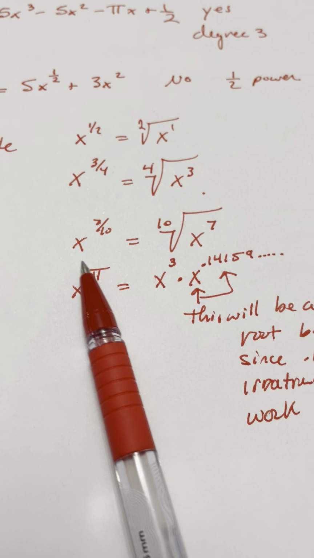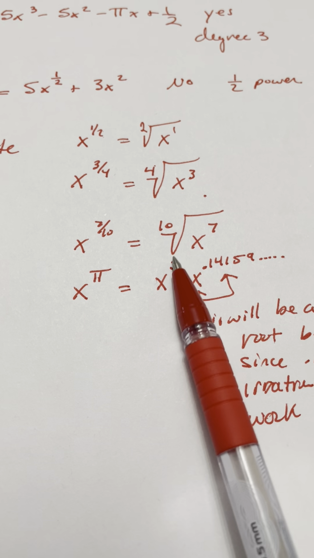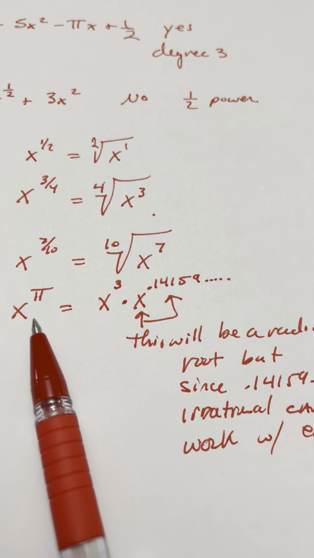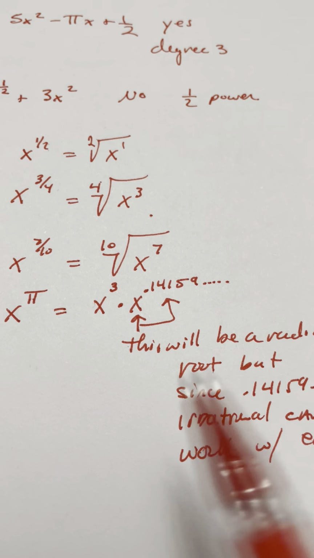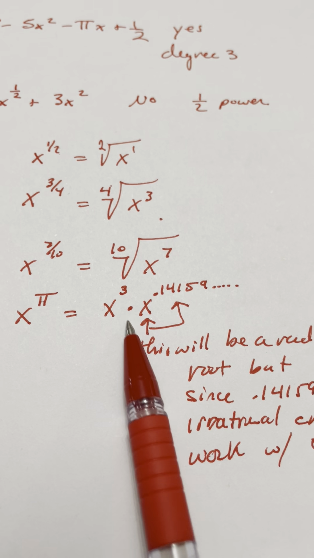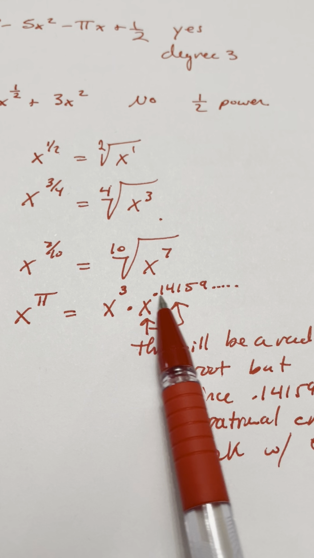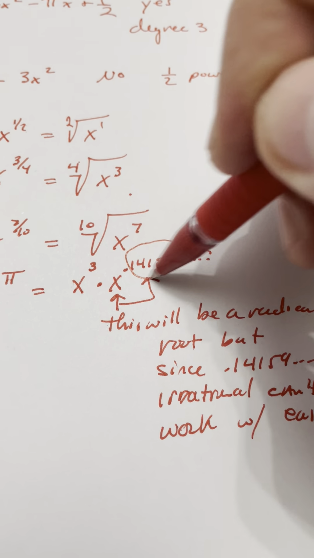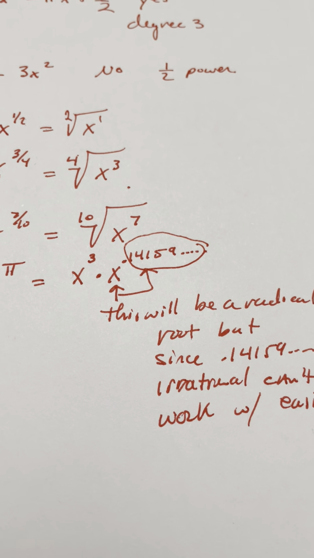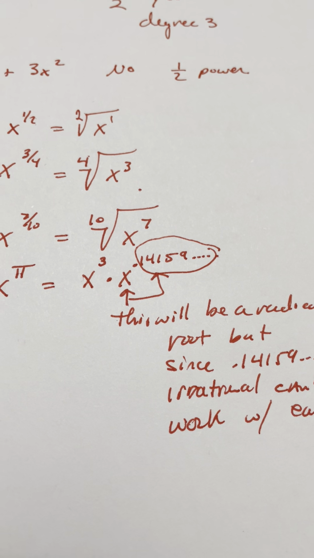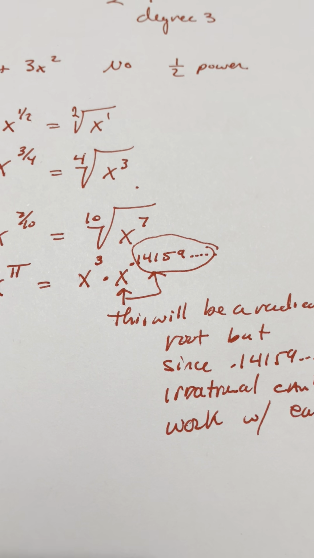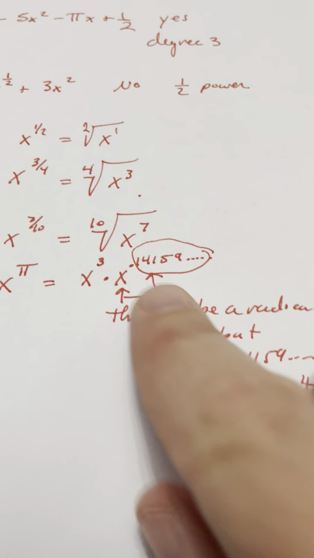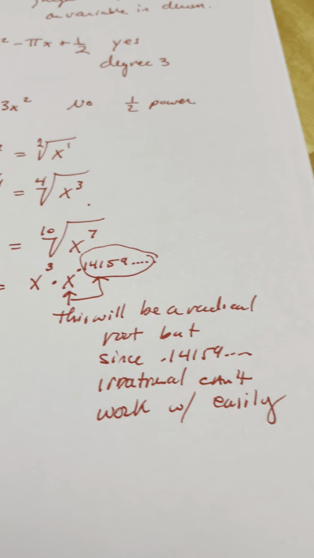So just to go farther, x to the 7/10 was the 10th root of x to the 7th. X to the pi, well, you have to remember that pi is an irrational number. So you have a whole number part, the 3, and then it's multiplied by x to the 0.14159, which is all the decimal. And this part is irrational. It never repeats. Can't make a fraction out of it. And so we really don't deal with it well. You get something like this, it's not a polynomial.